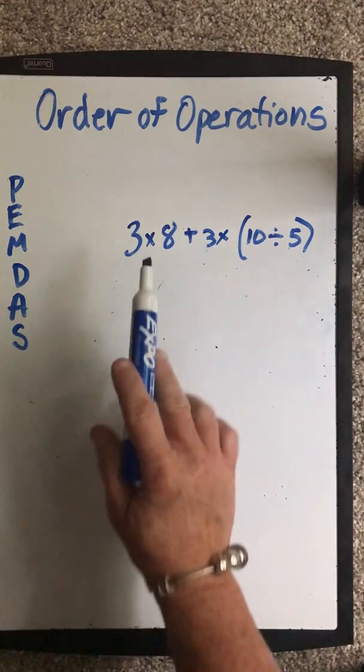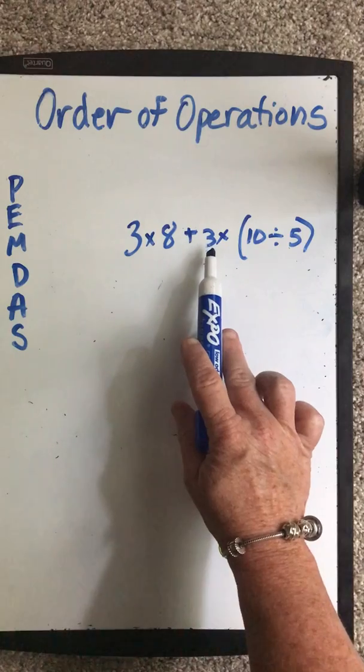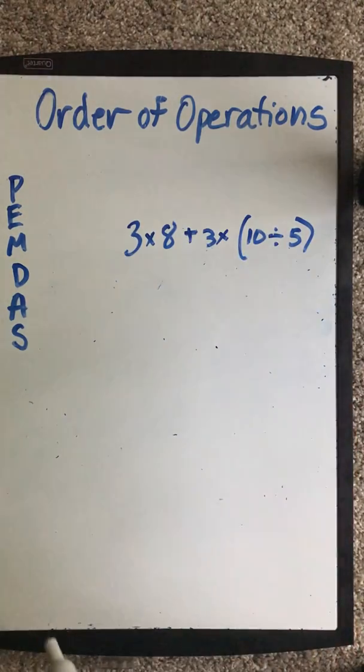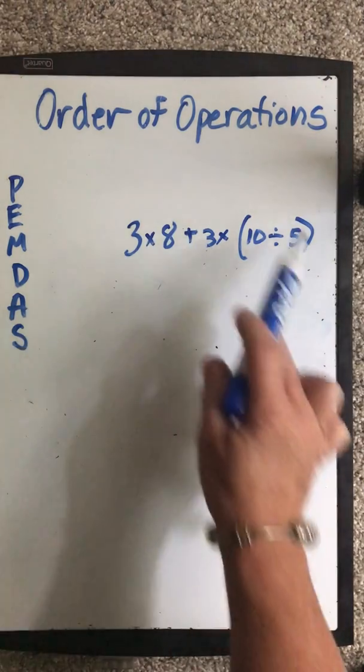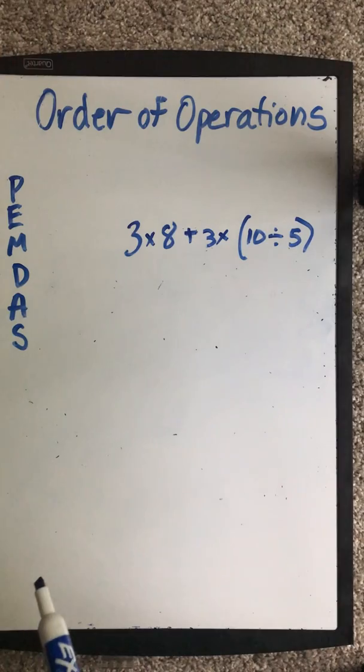We cannot just start solving that. 3 times 8 is 24, plus 3 is 27, times 10. We can't do that, otherwise we're going to end up with the wrong answer. There is an order that you have to follow in order to get to the right answer.